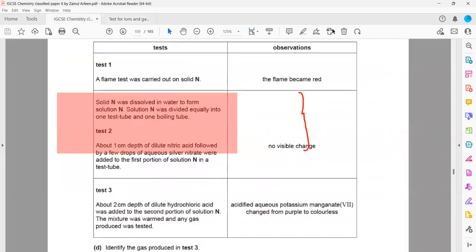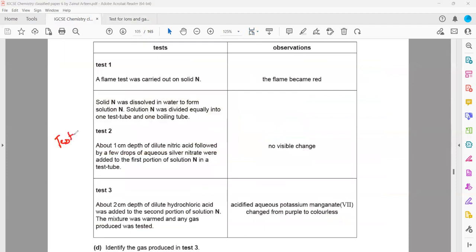So this was a test for the halide ion. This is a test for chloride, bromide, or iodide, but there is no visible change, so it means no halide ion is present. Test 3 is for sulfite.